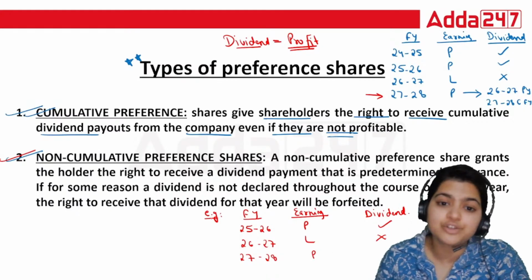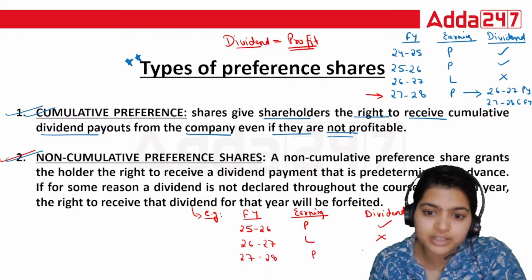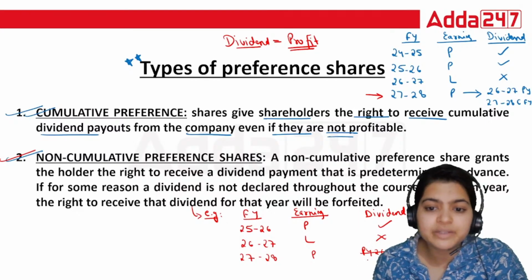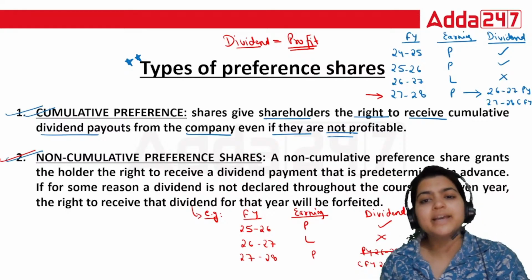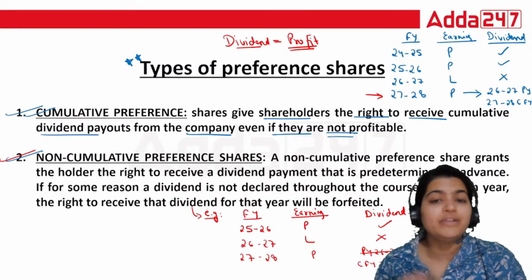This time, in case of non-cumulative, will the company pay dividend for the previous year 26-27 as well? No, this time they are not going to distribute that. They will be distributing only for the current financial year, that is 27-28. So this is the point which you need to remember. In case the company incurs losses, will your right to receive dividend carry forward?